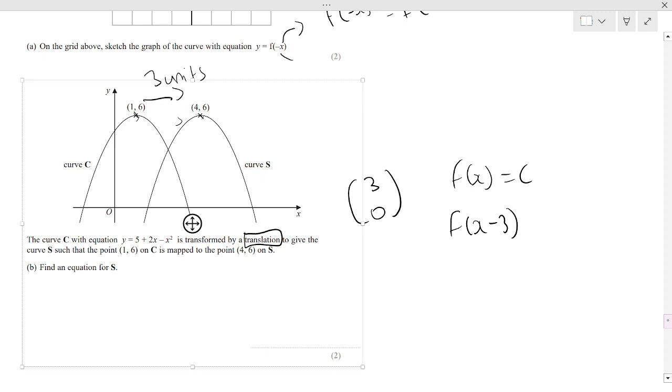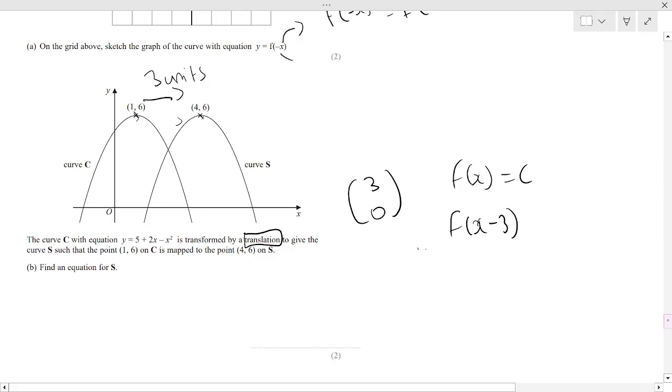Because what you do with these transformations, what you do to the x values inside the function, you do the opposite to what you expect. So if you're doing x minus 3 here, you'd expect to subtract 3. But instead, we're adding 3 to move it to the right. So you do the opposite. So if we're doing 3 units right, we need to do the opposite, and we need to put it as x minus 3.